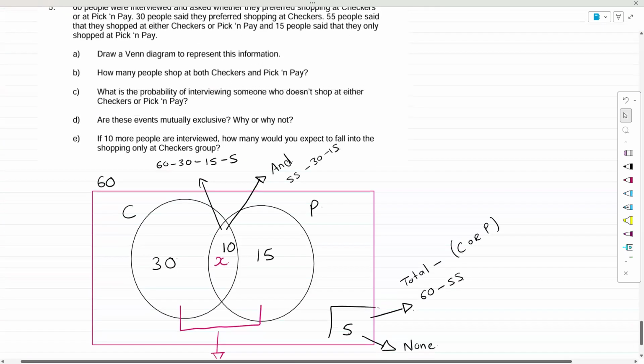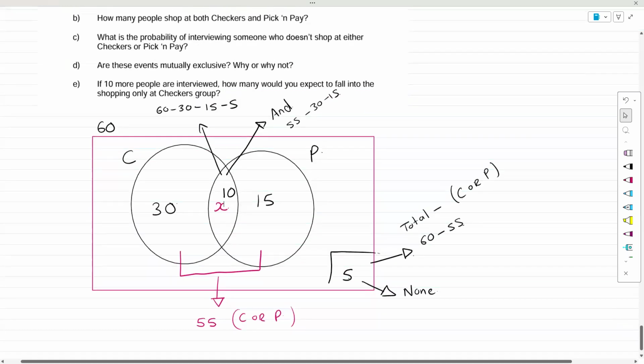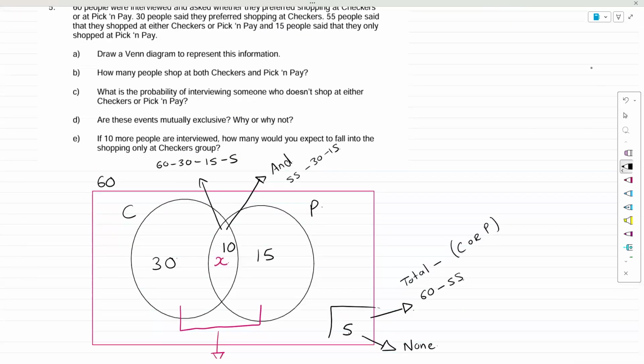Now that we have all of these answers and we have this Venn diagram, it's easy. Because what can happen is draw a Venn diagram. Done. How many people shop at both Checkers and Pick and Pay? Now, guys, this did not ask for the probability. It asked for how many people. And that's 10 because that's in the center. Remember, this is the and circle. That's and.